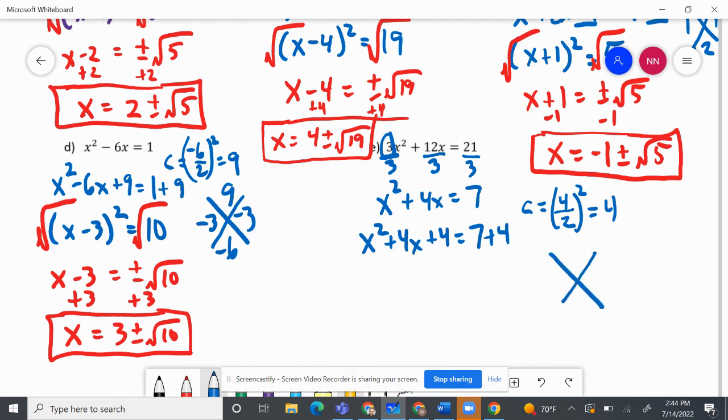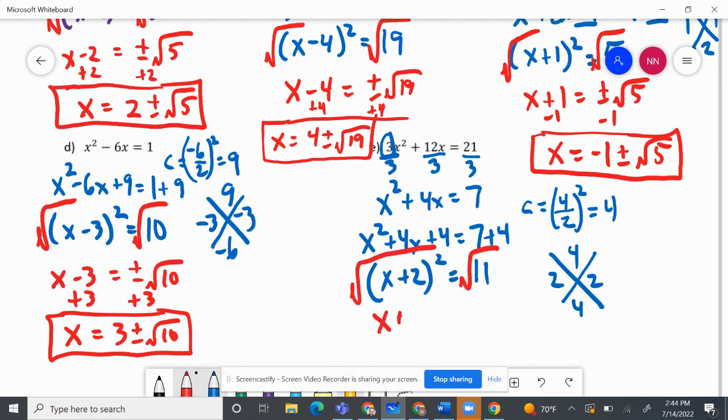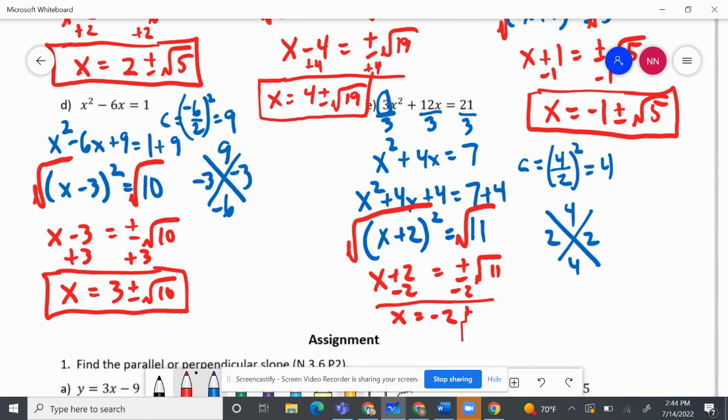I'm going to factor it. Two numbers that multiply together give us 4, add up to 4, would be 2 and 2. Once again, if we're doing it correctly, should always be the same number. In order to get rid of the square, we take the square root, and that gives us x plus 2 is equal to plus or minus the square root of 11. Then when I subtract the 2, what I get is x is equal to negative 2 plus or minus the square root of 11.